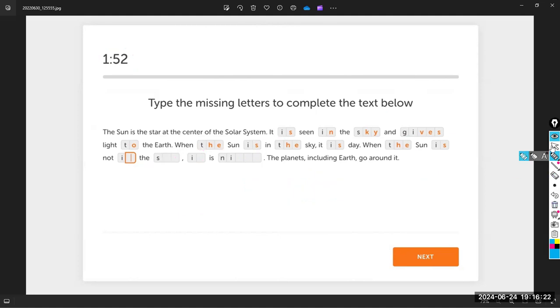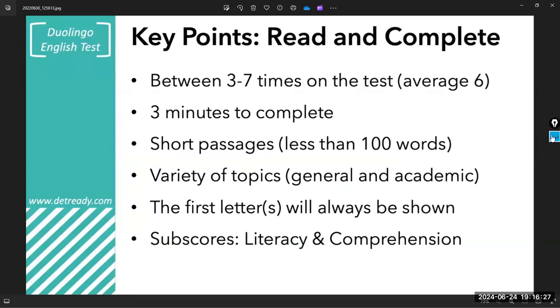So let's try to practice. But before that, as I told you before, Malak, with all the form tasks, I'm going to explain the task, and I'm going to show you the best tips you have to keep in mind, again, just to solve it the best that you can. Now, how many times shall this kind of question, read and complete, be shown? It is between 3 and 7 times. The average is 6 times.